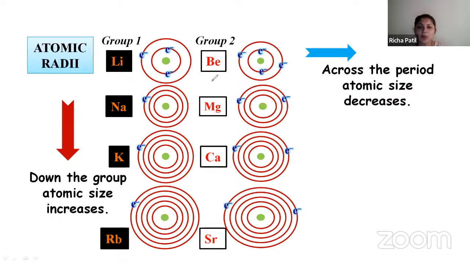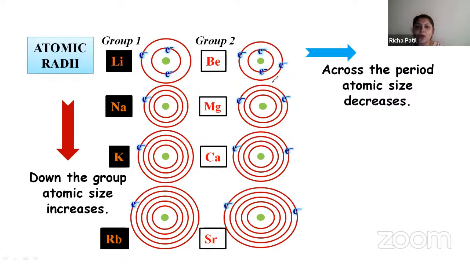Now, this group 2 is beryllium, magnesium, calcium, strontium. So what is happening across the period? Lithium comes on this side, then comes beryllium, so it is moving across the period. When you're talking about atomic size across the period, what happens to it? Atomic size goes on decreasing.